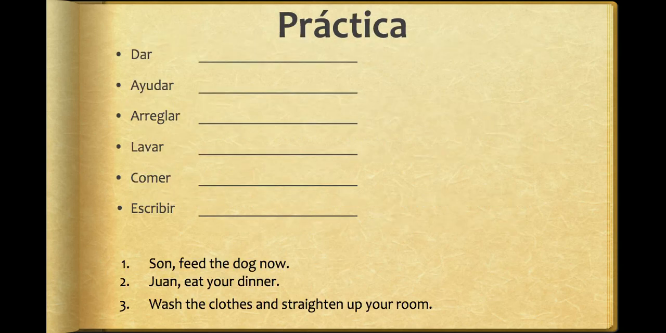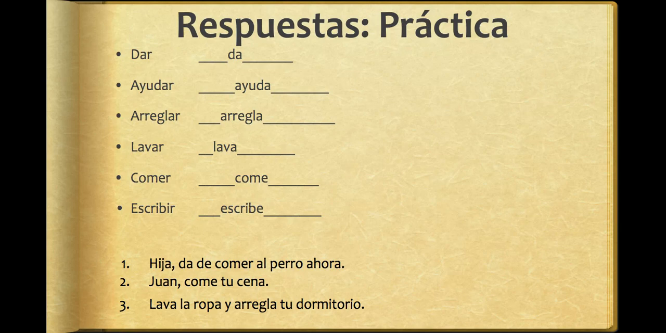Here's some practice. And here are your answers. So dar is going to be da, ayuda, arregla, lava, come, escribe. Okay. Not that you're supposed to learn it this way, but one of the tricks is for most of these, the él, ella, usted form is just dropping the R. So for example, dar without the R is da, ayudar without the R, ayuda. So a lot of them it works that way. It doesn't always work that way, but for a lot of them it does.